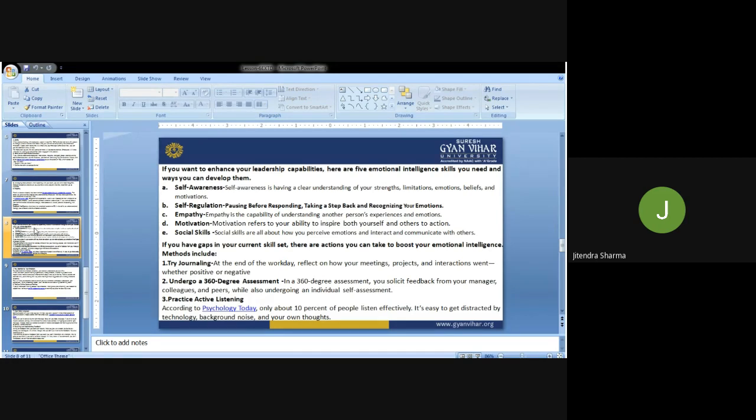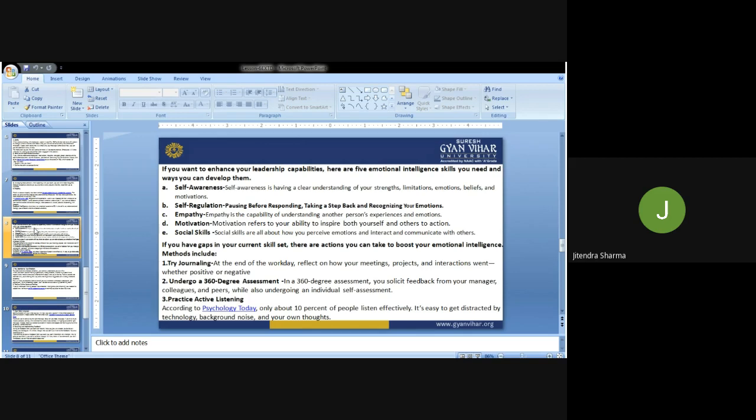Then motivation. Motivation refers to your ability to inspire both yourself and others to action. Others are inspired and influenced by the way you are talking, the way you are communicating, the way you are working. That is required to be a good leader, and it helps if you have those skills. If you are developing these skills, then definitely you build very good leadership capabilities. That is the need of the leader.